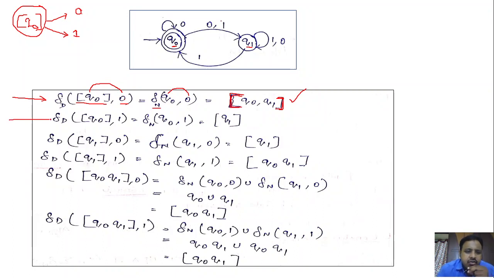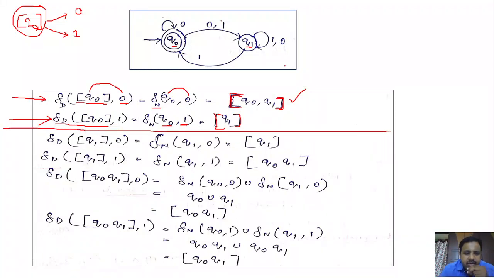Next, we have to specify the transition from Q0 on 1. Delta D of Q0 comma 1 is equal to: go to the NFA, state Q0, and identify the transition on 1. Q0 on 1, where is it going? Q1. So enclose that Q1 in the square bracket. By doing this, we found the transition from Q0 on input symbols 0 and 1. Up to this part, we have finished.